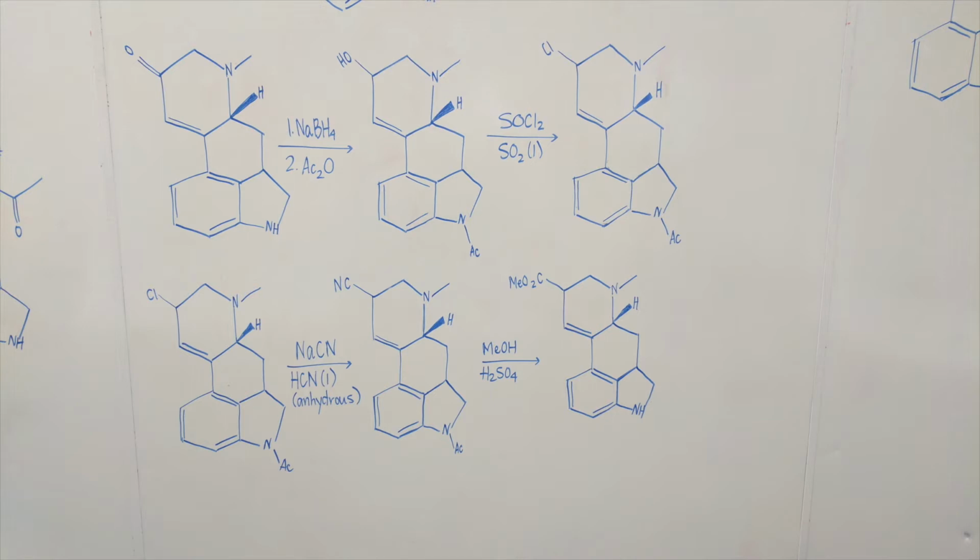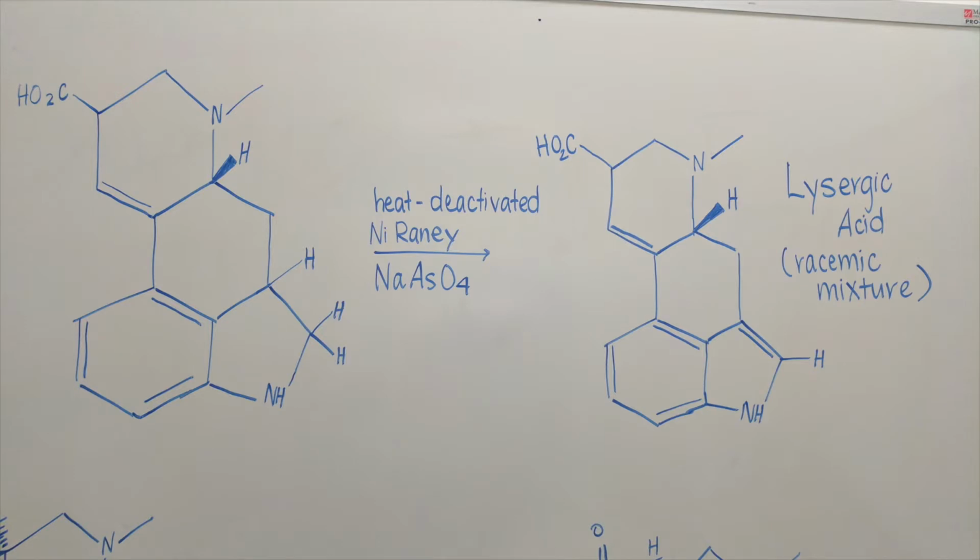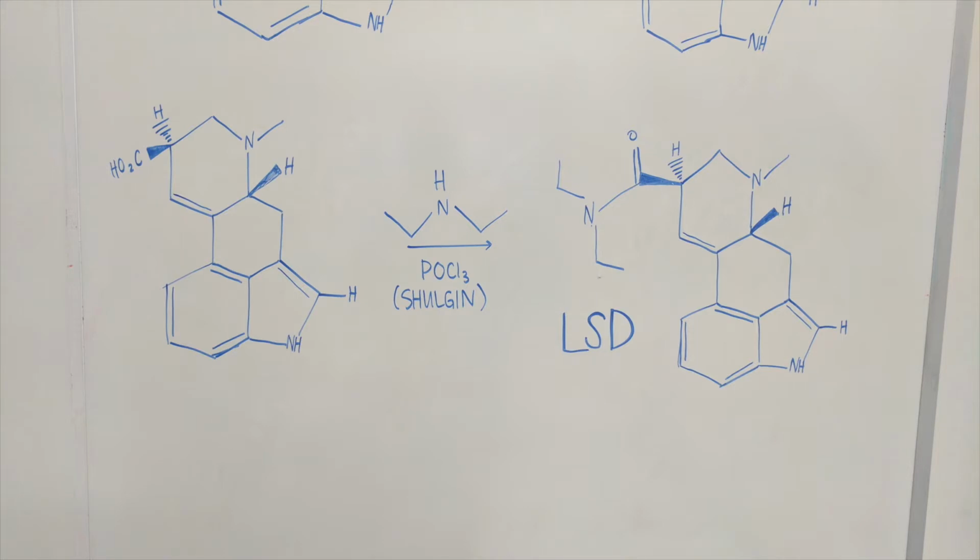The acetyl-protecting group on the nitrogen of ring B was removed due to the acidic conditions. The last intermediate of the synthetic route was treated with previously heat-deactivated Raney nickel. This is ergonovine, which makes the alkaloid preparation complete. The last step is just the formation of an amide bond between lysergic acid and diethylamine, done under conditions used by Shulgin.